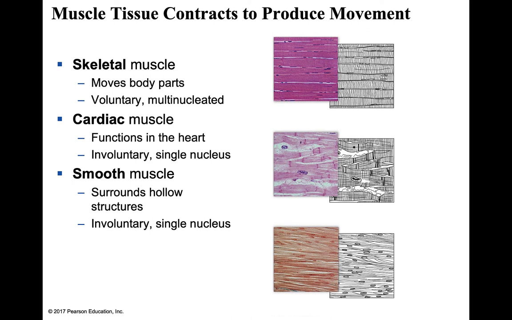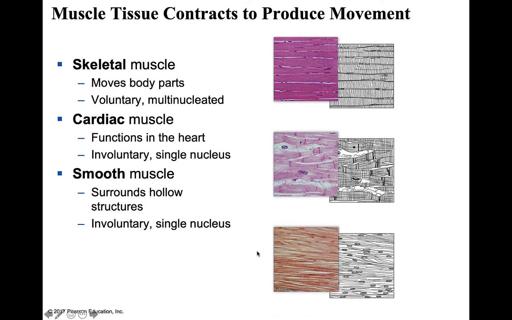Then we have cardiac muscle. Cardiac is also striated, but that's where it's limited to heart tissue, and it contracts, it generates force. We'll talk a lot more about that when we move to the heart chapter. But this is involuntary, and it only has a single nucleus. Whereas if we look at skeletal muscle, even though it's striated, each cell, okay, has lots of nuclei. So we call that multinucleated.